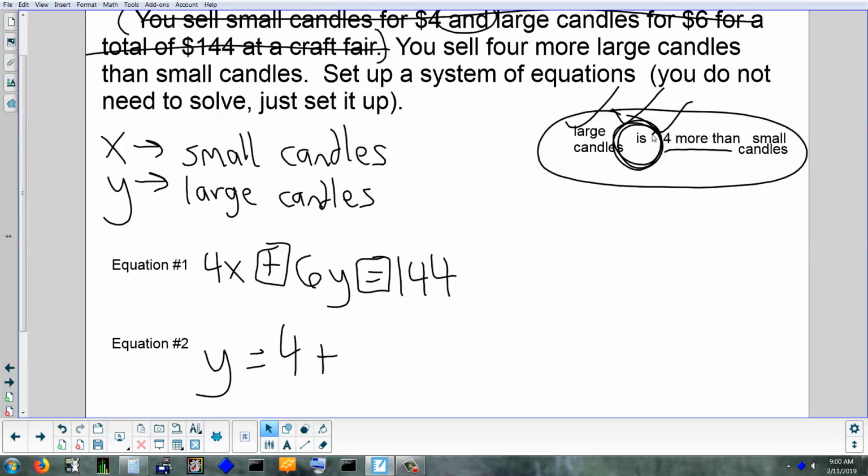More than small candles. What's small candles? What we're using to represent X. All we know about small candles right now is X. There's my two equations. I'm not solving that now. All I'm doing is setting it up. I don't have to do any more than that. All right? Because tomorrow we could solve this.